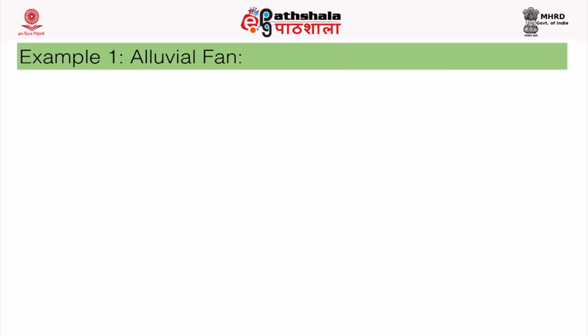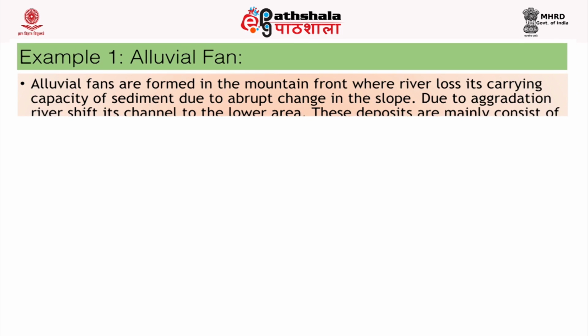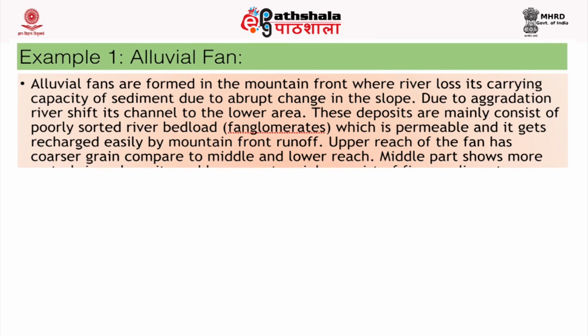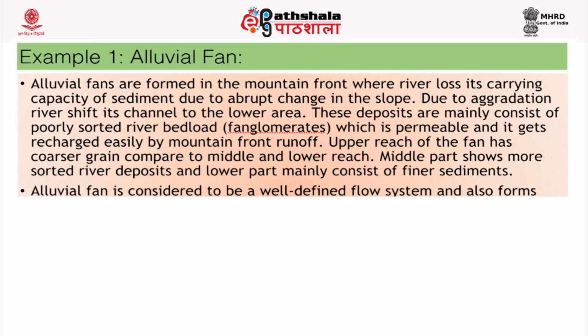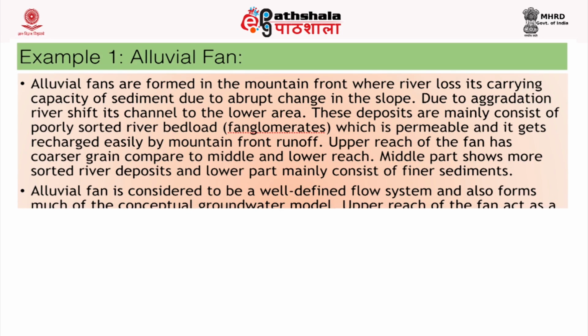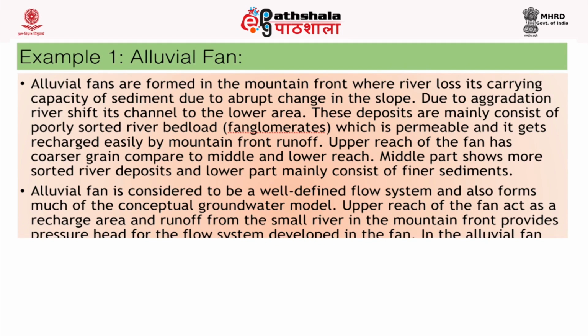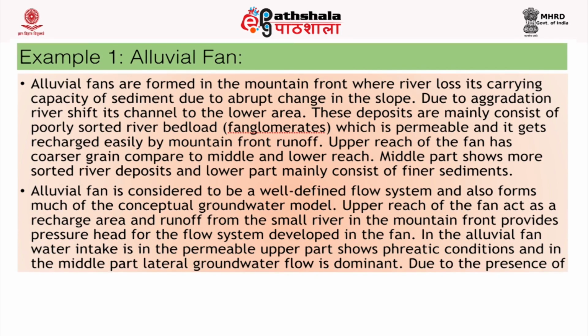Let us take an example of alluvial fan. These alluvial fans are formed in mountain fronts where a river loses its carrying capacity of sediments due to abrupt change in the slope. Due to aggradation, the river shifts its channel to the lower area. These deposits mainly consist of poorly sorted river bed loads, also called fanglomerates, which are permeable and get recharged easily by mountain front runoff.